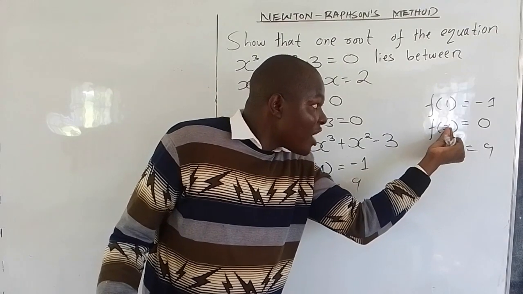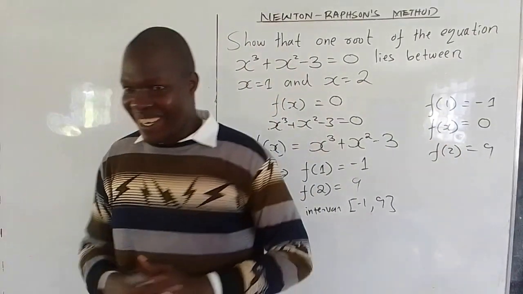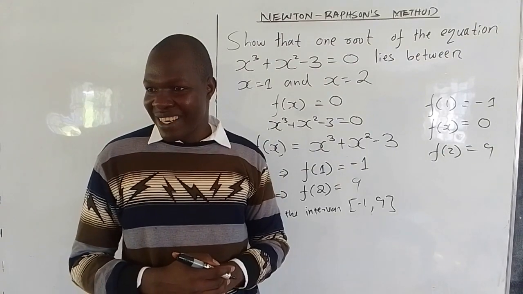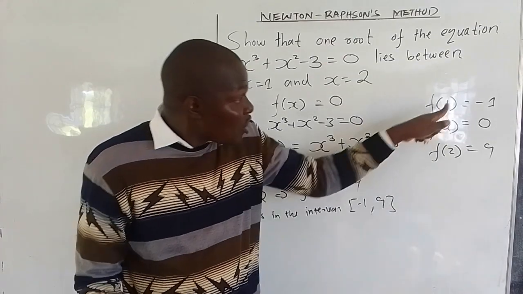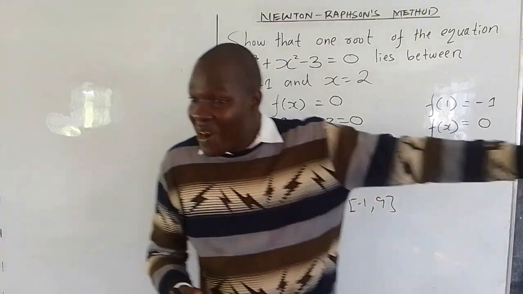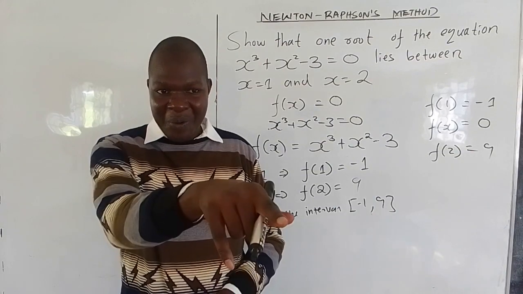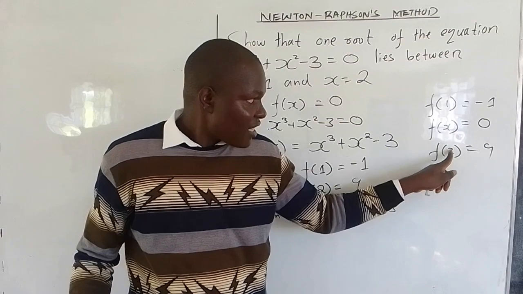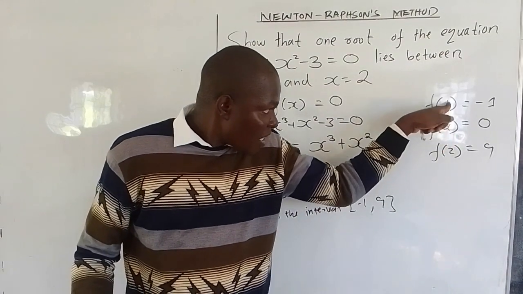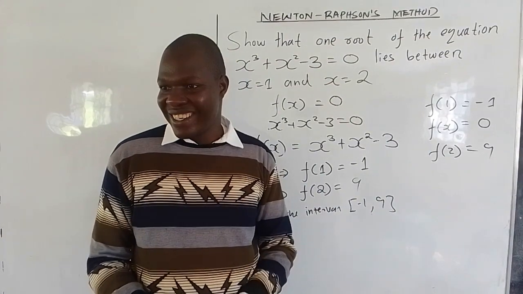Meaning the root is a value between 1 and 2, a value of x like 1 point something. Are you getting the point? The root can be 1.2, 1.3, anything, because it is between 1 and 2. It cannot be outside 1, it cannot be outside 2. Because when x is 1 and when x is 2, this x value must be 1 point something and it does not pass 2, isn't it?